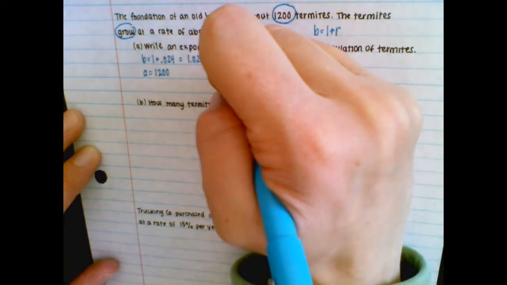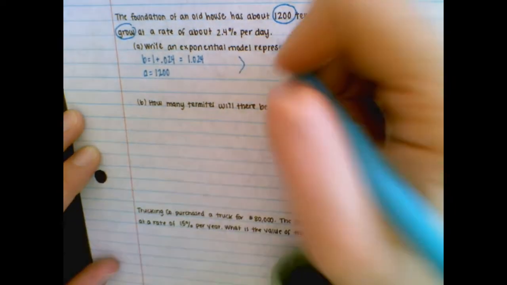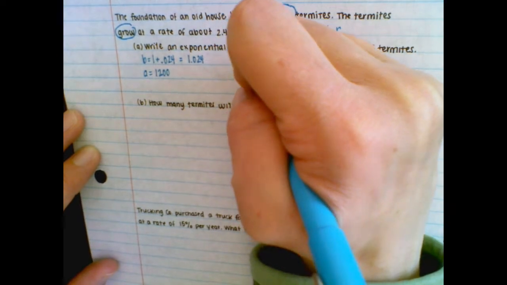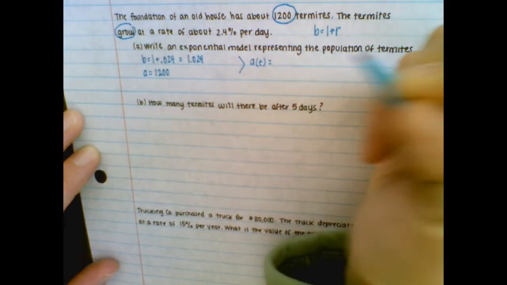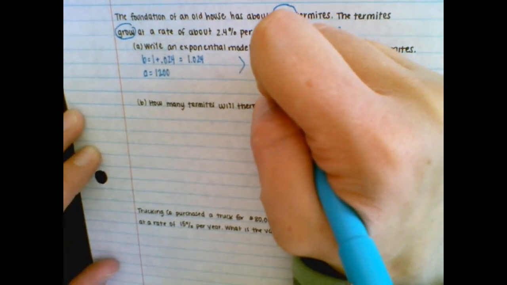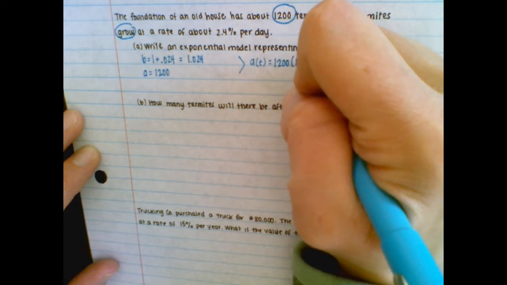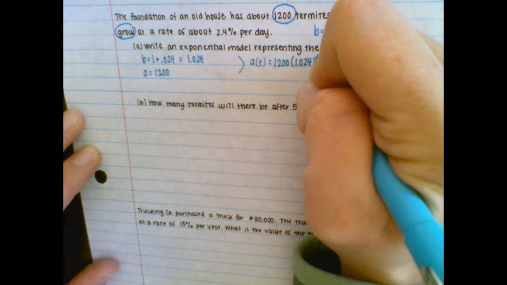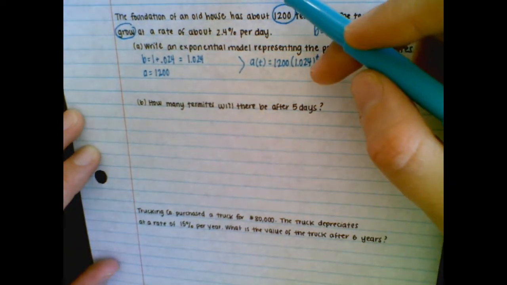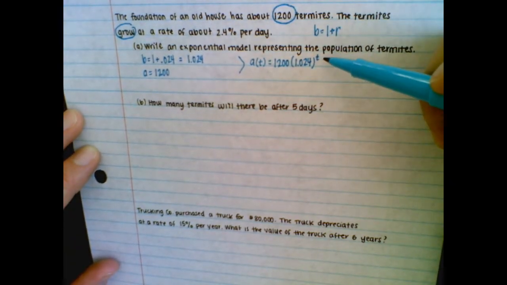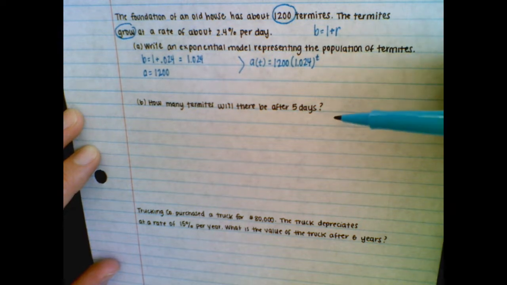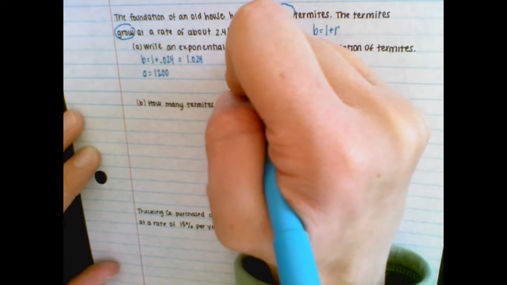So my exponential model, you can use whatever variable you like here. I'm going to use A of t is equal to the a value of 1,200 times the b value of 1.024 raised to, you can put an x here in the exponent, but I'm going to use a t since it's actually giving us a number of days to use in our next part of our problem. So here's my answer for part A.